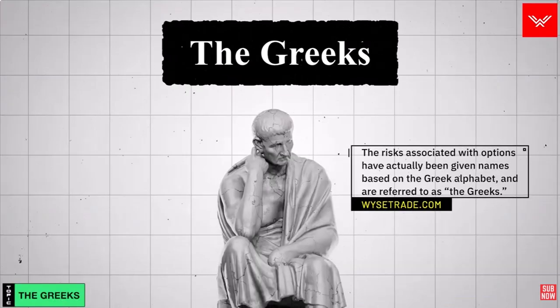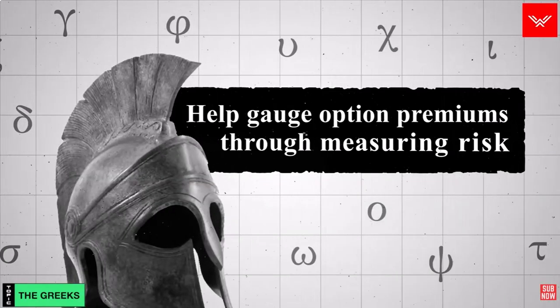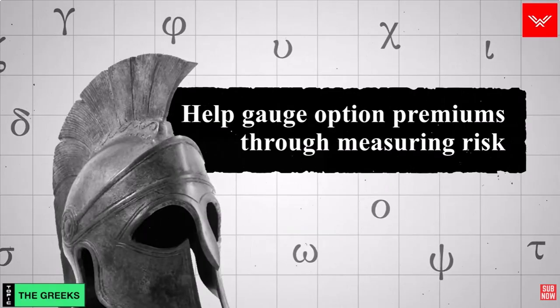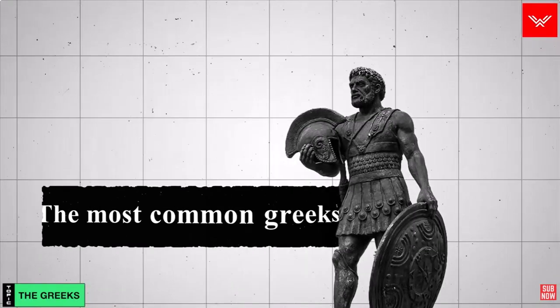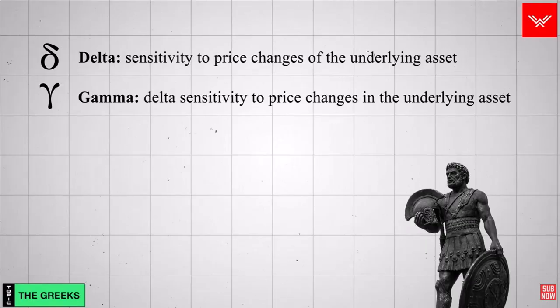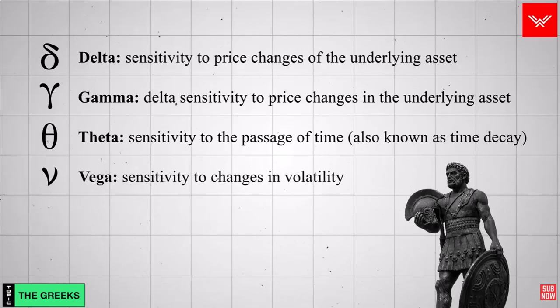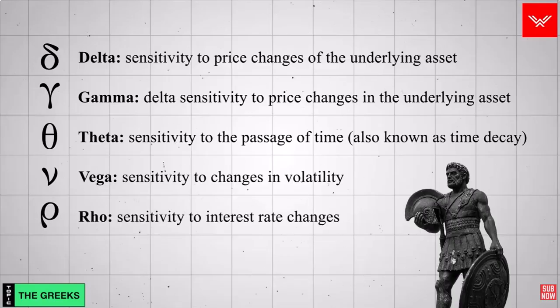The Greeks. The risks associated with options have actually been given names based on the Greek alphabet and are referred to as the Greeks. In simplified terms, the Greeks can help gauge options premiums through measuring risk. The most common Greeks are delta, which is a sensitivity to price changes of the underlying asset. Gamma, which is delta sensitivity to price changes in the underlying asset. Theta, which is sensitivity to the passage of time, also known as time decay. Vega, which is sensitivity to changes in volatility. Rho, which is sensitivity to interest rate changes.